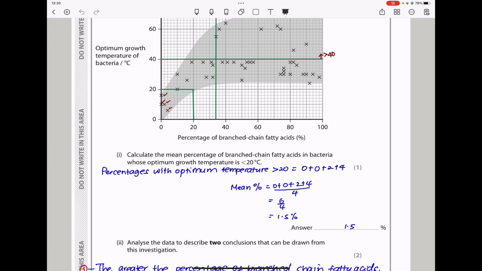So we see these are the ones that are below that. There are two at 0, you can see that, and there is one at 2 and one at 4. So adding everything up, which is a 0, a 0, a 2, and a 4, and dividing by the number, which is 4, gives us 6/4, which is 1.5%.